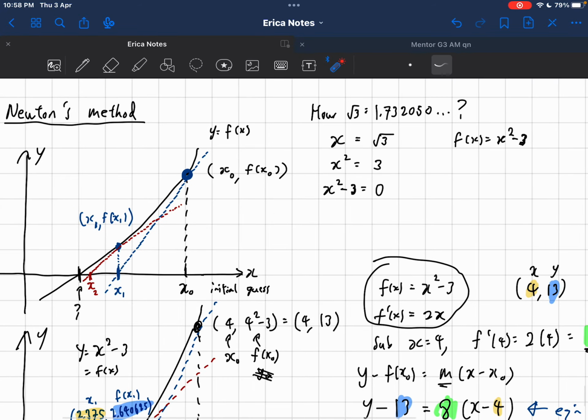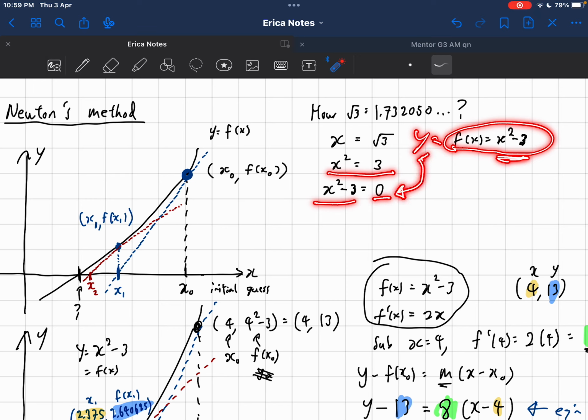Let's say that we have the square root of 3, and we call x equals square root 3. We wish to find out the decimal value. How do you do that? We can square both sides, so x squared equals 3. Subtract 3 on both sides, so x squared minus 3 equals 0. If we call f(x) equal to x squared minus 3, then y equals f(x), so y equals x squared minus 3. So this means you're replacing the y with a 0. You're essentially finding the x-intercept of the graph of x squared minus 3.